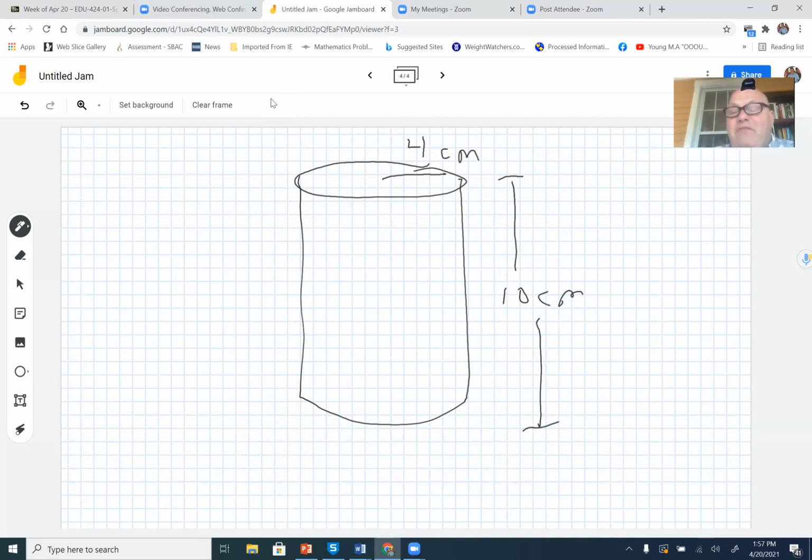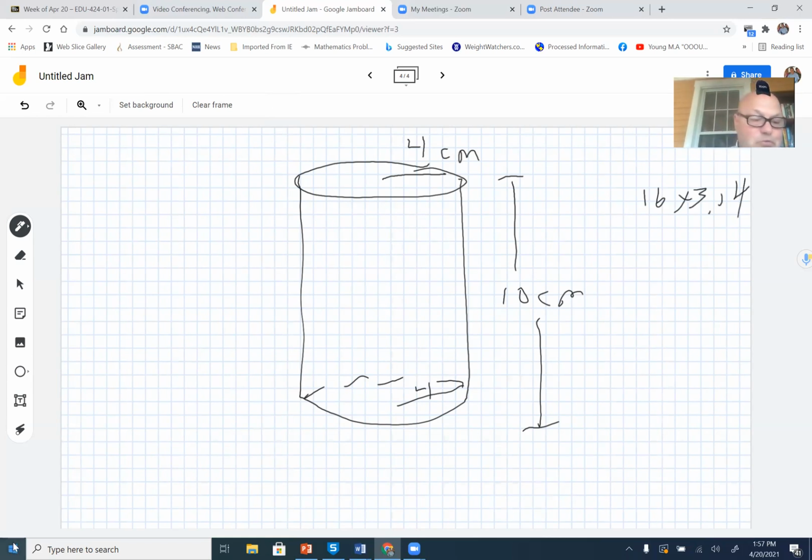Now, to find volume of any solid, think about it as the area of the base times the height. That generally works. Unless it comes to a point, then you do the area of the base times the height divided by 3. So in this case, the base is a circle. And the radius is 4. So we would do the area of the base, the area of a circle is pi r squared. So it would be 16 times 3.14.